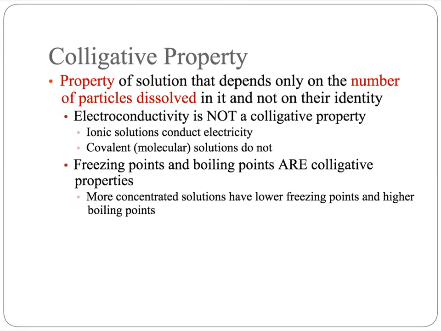A colligative property is a particular property of a solution that depends on the number of particles dissolved in the solution, not on what those particles are. Not all properties of solutions depend upon the number of particles. For example, electroconductivity, whether a solution will conduct electricity or not, does not depend on particles. It is not a colligative property. It depends on the identity. Ionic solutions will conduct electricity. Covalent solutions will not. So it is not colligative.